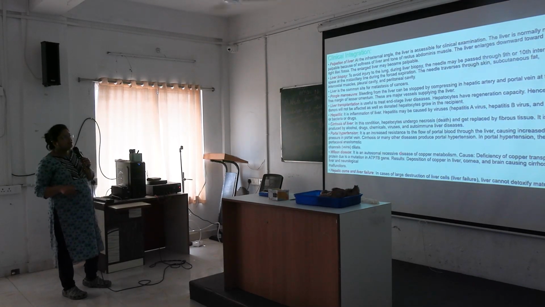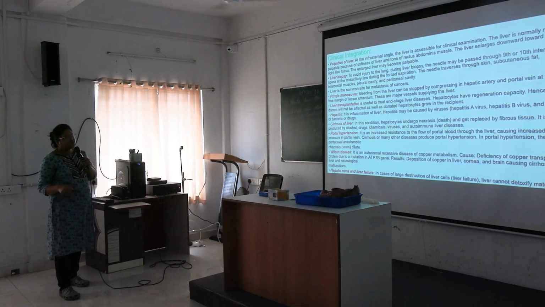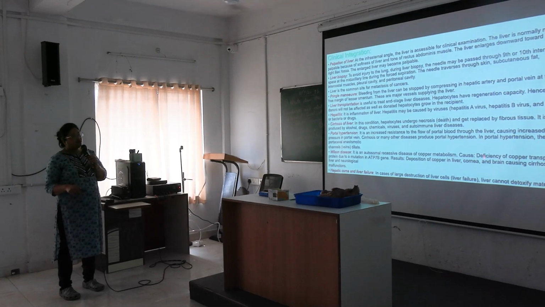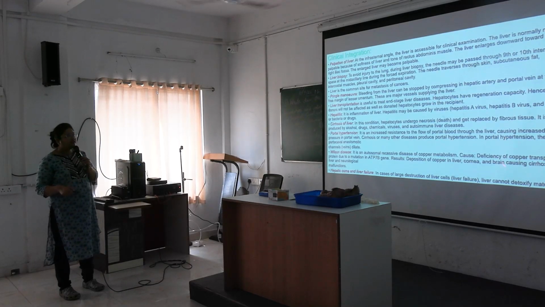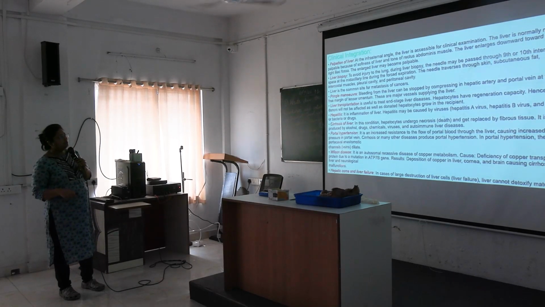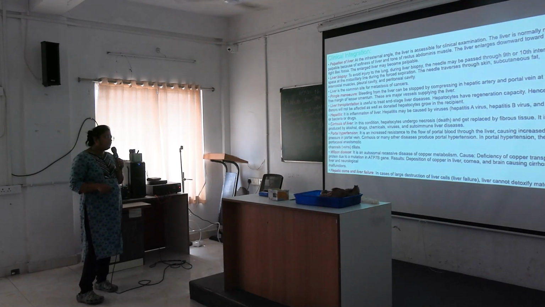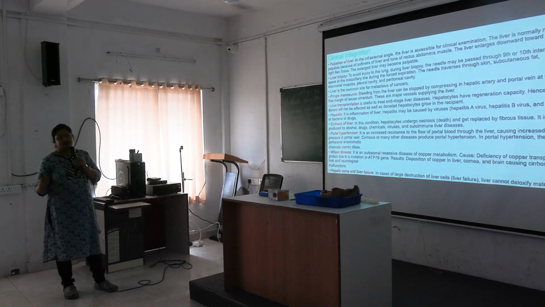It is an autosomal recessive disease of copper metabolism. Deficiency of copper transport protein due to mutation of this gene, ATP7B gene, results in deposition of copper in the liver. Okay, and also deposition of copper occurs in cornea. You will get a specific ring in the cornea. During ophthalmology you will learn. And brain, causing cirrhosis of liver and neurological malfunctions. And hepatic coma and liver failure, in cases of large destruction of liver cells, there will be liver failure and liver cannot detoxify the material.